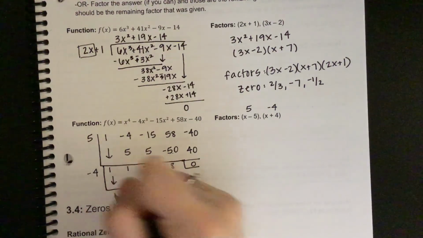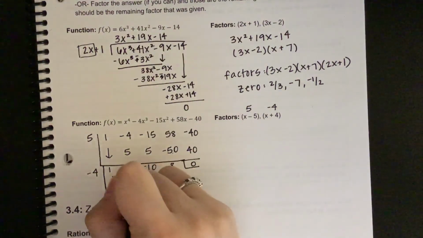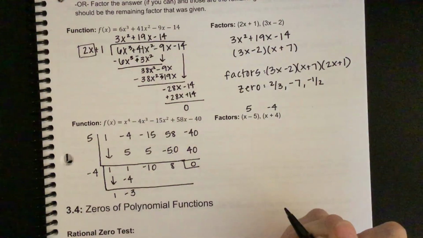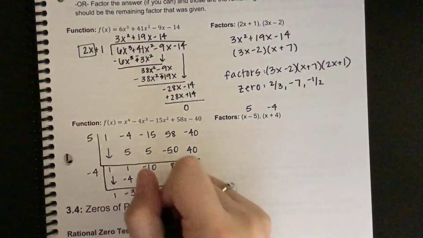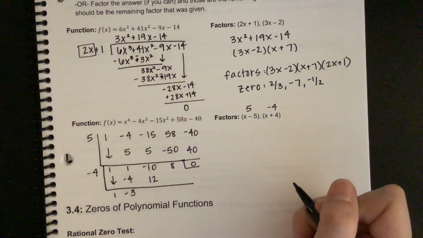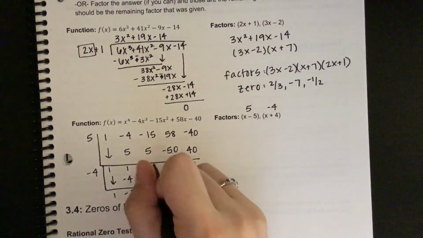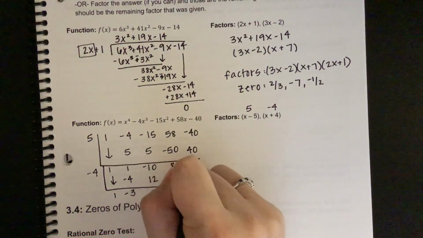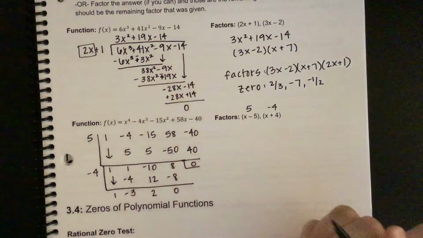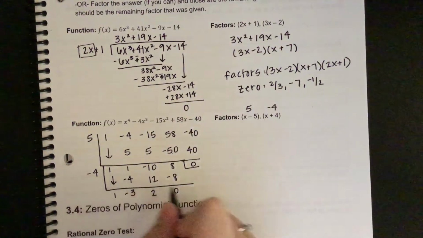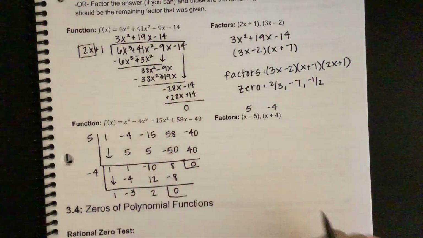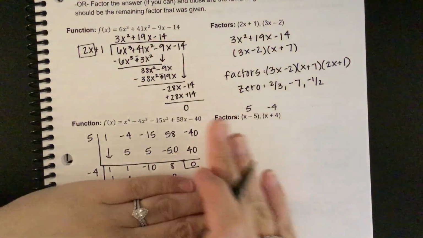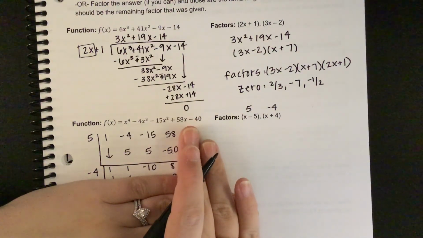So, bring down your 1. Negative 4 times 1 is negative 4. 1 minus 4 is negative 3. Negative 4 times negative 3 is positive 12. Negative 10 plus 12 is 2. Negative 4 times 2 is negative 8, with a 0. I'm not going to take negative 4 times 0 because that is not part of our actual function. This would be our function because we had a remainder of 0.